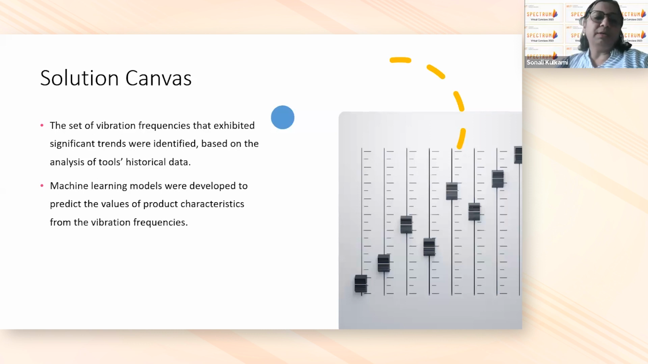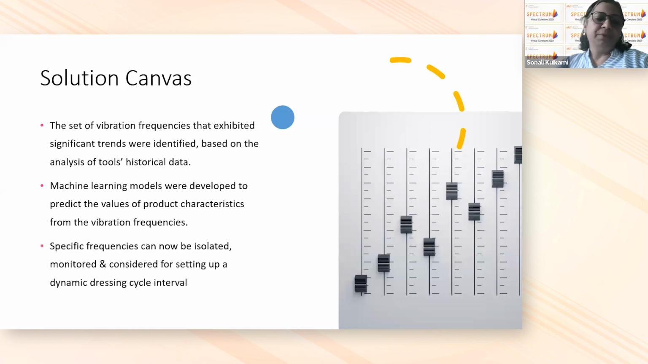Machine learning models were developed to predict the values of product characteristics from the vibration frequencies, and specific frequencies were isolated to monitor and considered for setting up dynamic dressing cycle intervals for the prediction of the life.